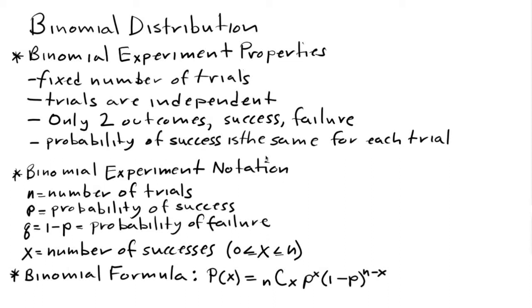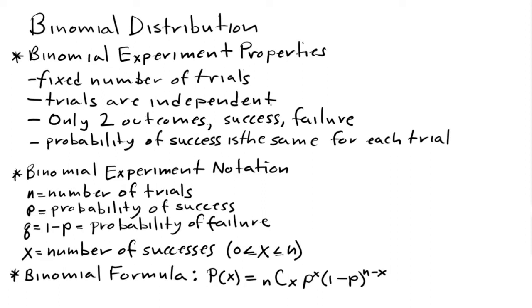I am going to talk about the binomial distribution, and the binomial distribution is a special case of our general probability distributions. Now, a binomial distribution follows certain basic properties, and those properties are listed right here. You have to have a fixed number of trials. That means your experiment is performed a finite number of times, and if it's repeated, it's always repeated that many times.